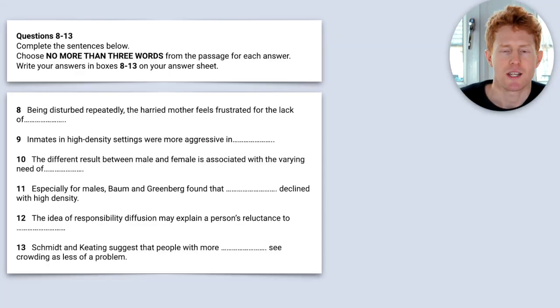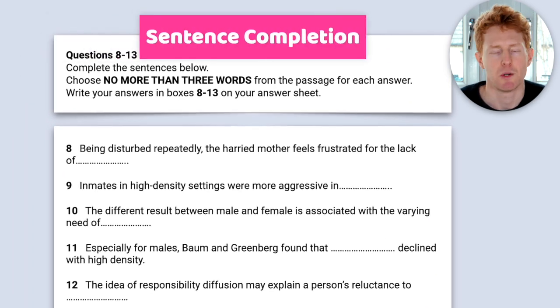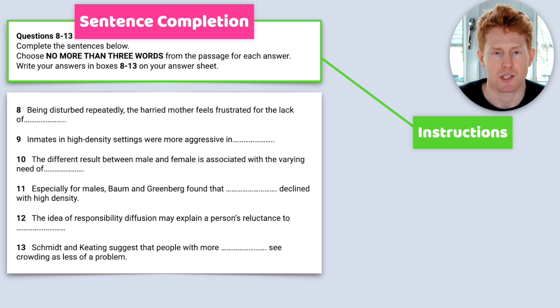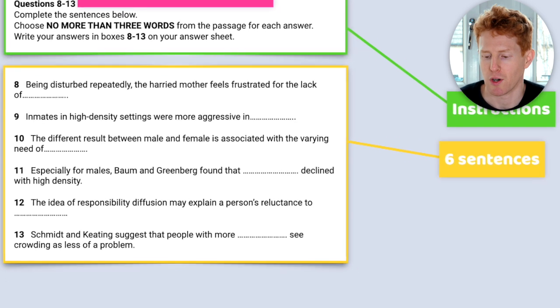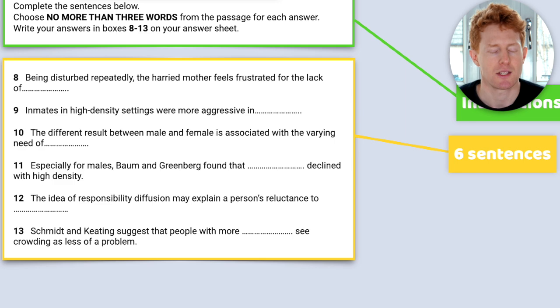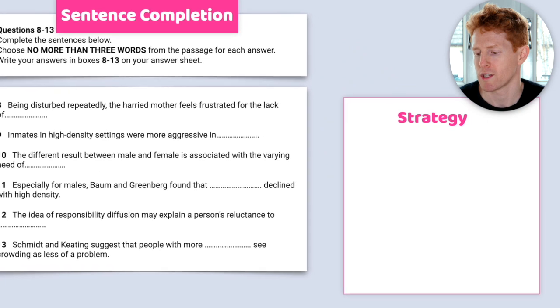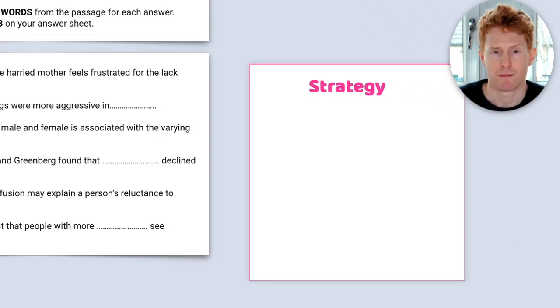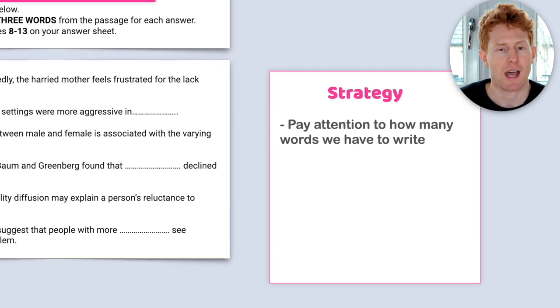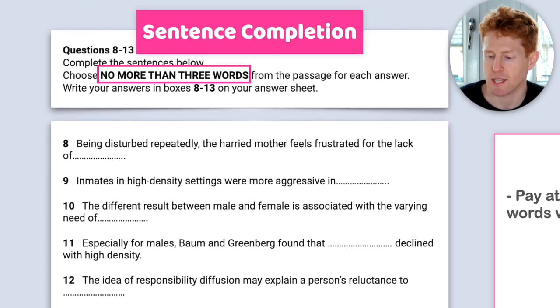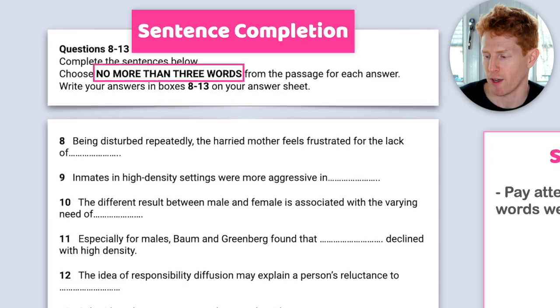So let's look at our sentence completion question in a little bit more detail. We've got the instructions at the top. The instructions are important because they'll say something like no more than 3 words. This is important. And then we've got our 6 sentences, where we need to add words to make grammatically correct sentences. So what's our strategy? Well, first of all, we need to pay attention to how many words we write. So in this case, it says no more than 3 words, which means 1 word, fine, 2 words, fine, 3 words, also fine, 4 words, not fine.